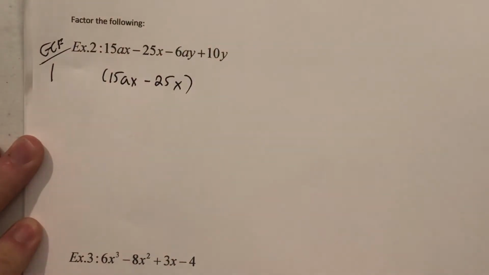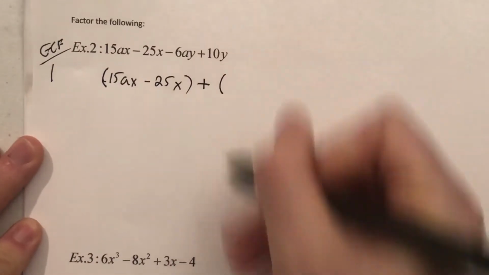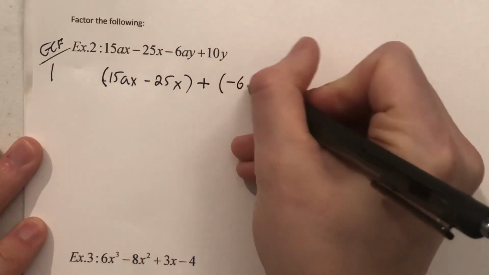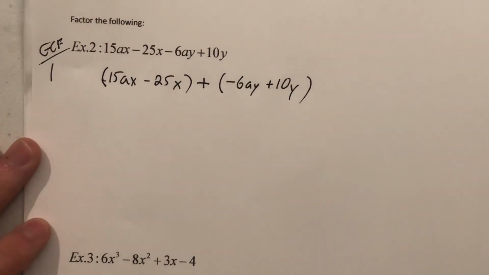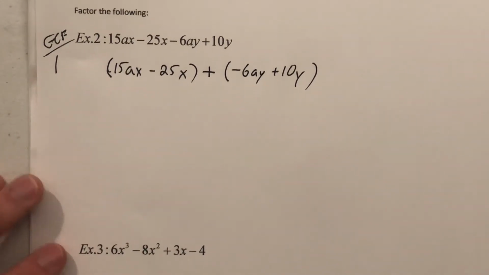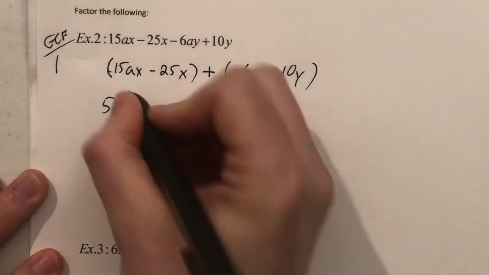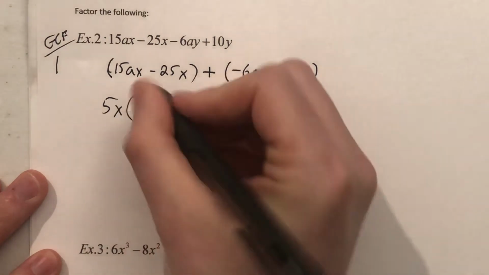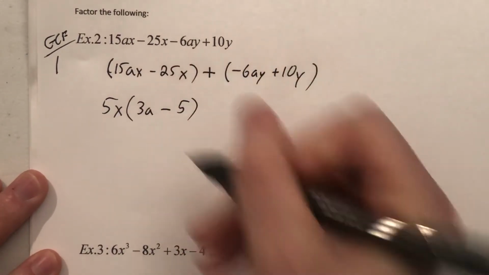15ax minus 25x would be my first two. Remember, always plus. So that means, for this particular problem, that was a minus sign, so just keep it attached to that third term for the moment, like so. Keep it a negative 6ay. Now, these two terms, GCF, I see a 5 would go into both, and I see each has an x. So, what's left over? 5x times 3a, and 5x times a minus 5.